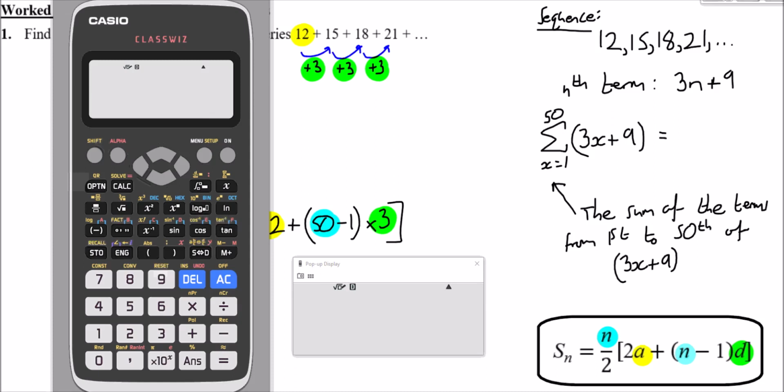Let's have a look at worked example question 2. Find the sum of the series 7 plus 13 plus 19 plus 25 plus all the way up to 73. Now we're not told how many terms this one has. We're just told that it begins at 7 and ends at 73. Now for this example, what's worth considering is this form of the result.